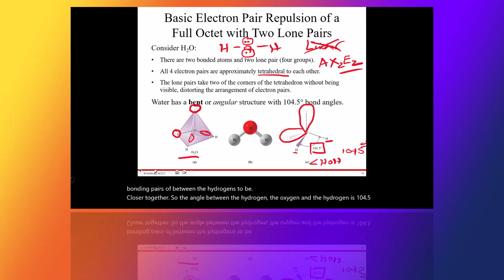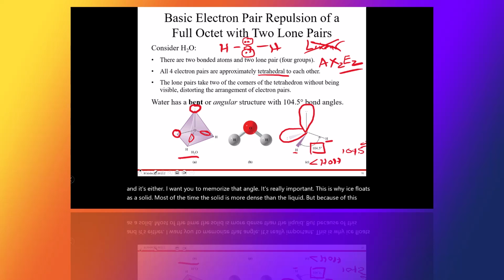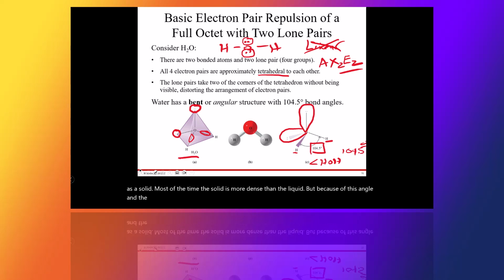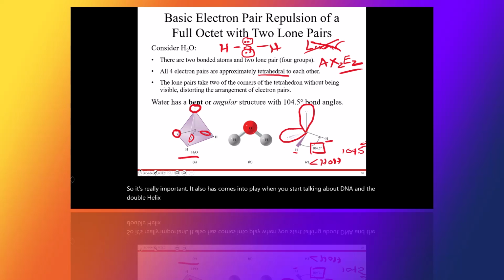I want you to memorize that angle. It's really important. This is why ice floats as a solid. Most of the time the solid is more dense than the liquid, but because of this angle and the way water bonds with another water molecule, it actually creates voids and makes ice less dense than liquid water. So it's really important. It also comes into play when you start talking about DNA and the double helix. So, important thing, hydrogen bonding and this geometry make it a very important structure.